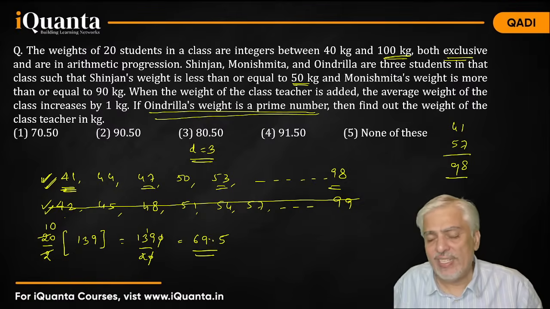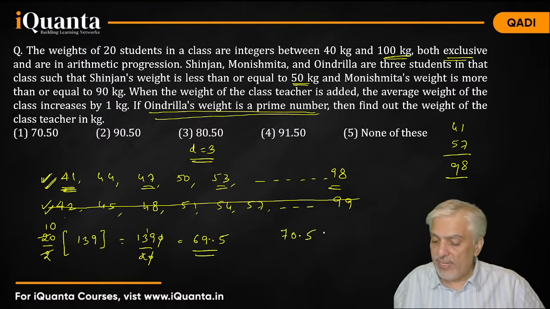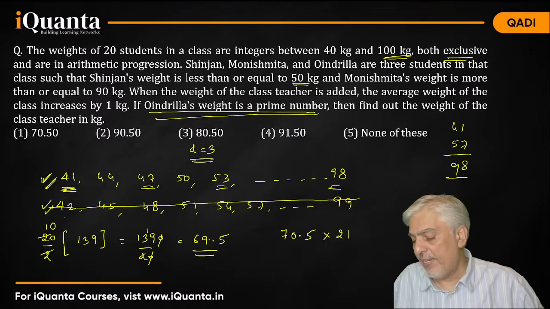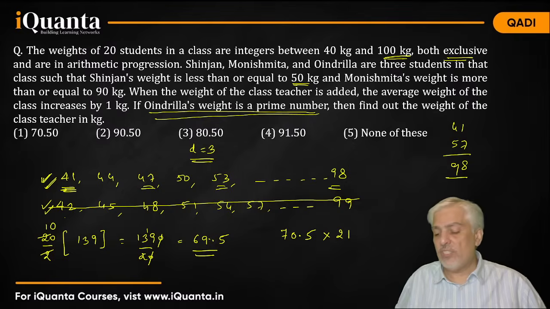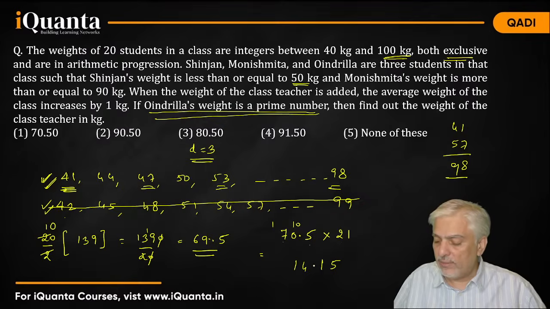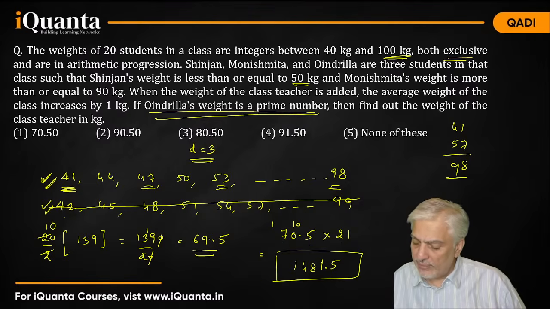We need this. And with the teacher it becomes 70.5. 70.5 into 21 will be the total including the teacher. 21 fives are 105, 10 carry 1. 80, so 1 carry, 21 sevens are 147 plus 1, 148. 1481.5, 1480.5, sorry.